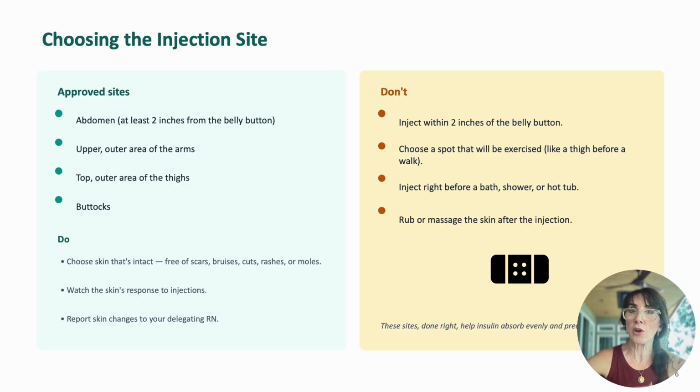In choosing the site, you're going to choose some approved sites. It's no different than with a syringe versus an insulin pen. And those areas, generally the abdomen, the upper outer arm, the upper outer thigh, or the buttocks. Again, somewhere where there's a little bit of fatty tissue. You want to make sure that that skin is intact, that there's no rash, and there's no evidence of cellulitis or other skin issue. If that is the case, you want to make sure that the provider is aware of that and select a different site.